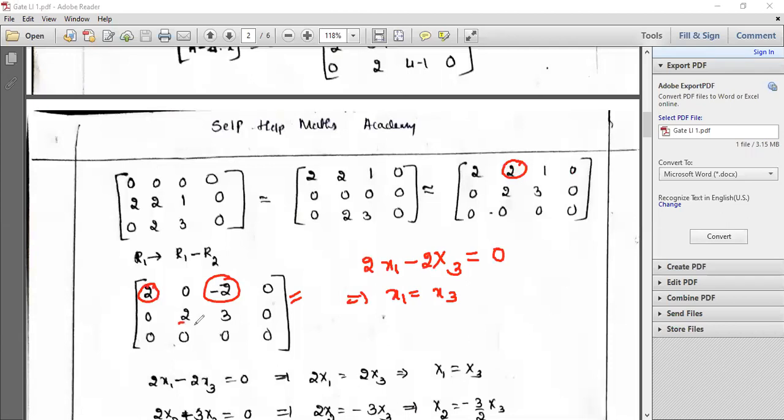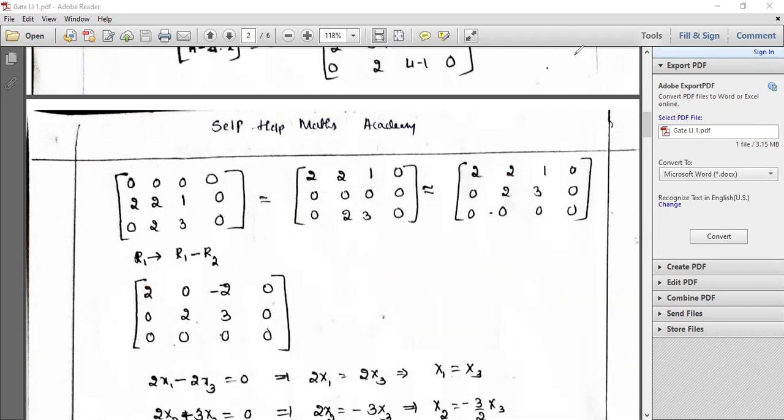Okay, so clearly from this it is 2x2 plus 3x3 is equal to 0. This implies 2x2 is equal to minus 3x3, or in other words x2 will be equal to minus 3 by 2 into x3. Once you have got this, you have got the x1 value, you have got the x2 value, and x3 is your free variable.